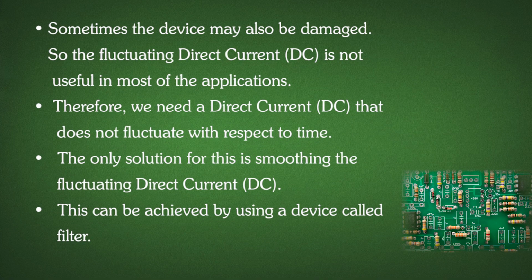So, what a filter does is convert that fluctuating DC into pure DC. Sometimes the device may also be damaged, so the fluctuating DC is not useful in most applications. Therefore, we need a direct current that does not fluctuate with respect to time. The only solution for this is smoothing the fluctuating DC. This smoothing process is done by a device called a filter. So, the filter is required after a rectification process to convert the fluctuating DC into a flat, or we can say pure, DC.